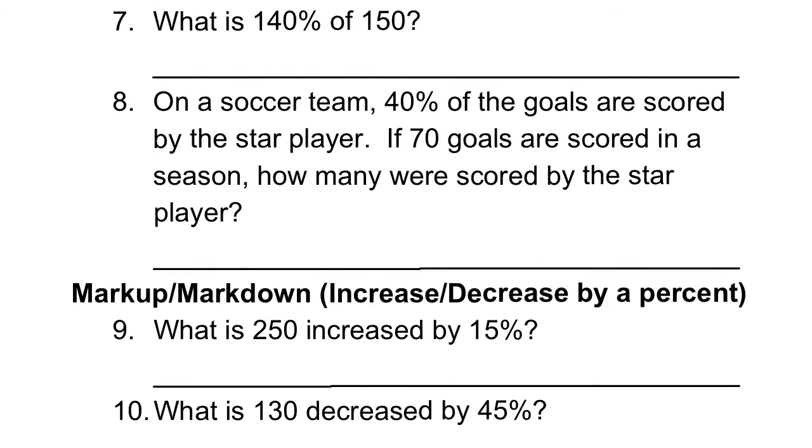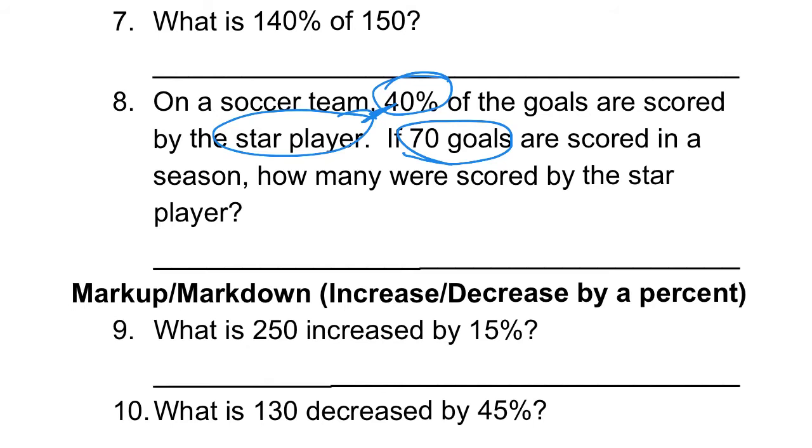We're going to go straight to 8 because that's the one that is the most difficult, because we got a word problem again. So on a soccer team, 40% of the goals are scored by the star player. If 70 goals are scored in their season, how many were scored by the star player? Okay, what is it we know? I'm going to circle that. I know 40% are from the star player, so I'm just going to link those. So star player, 40%. We know that there are 70 goals total.